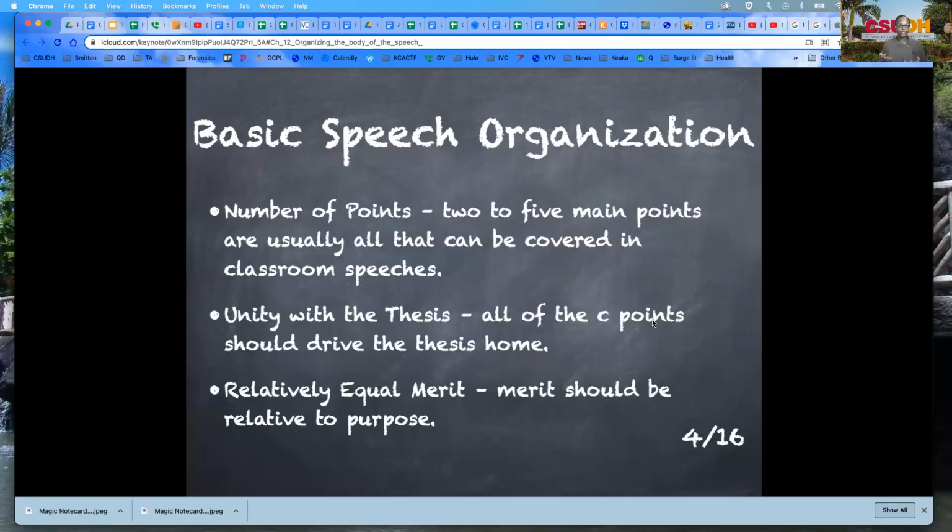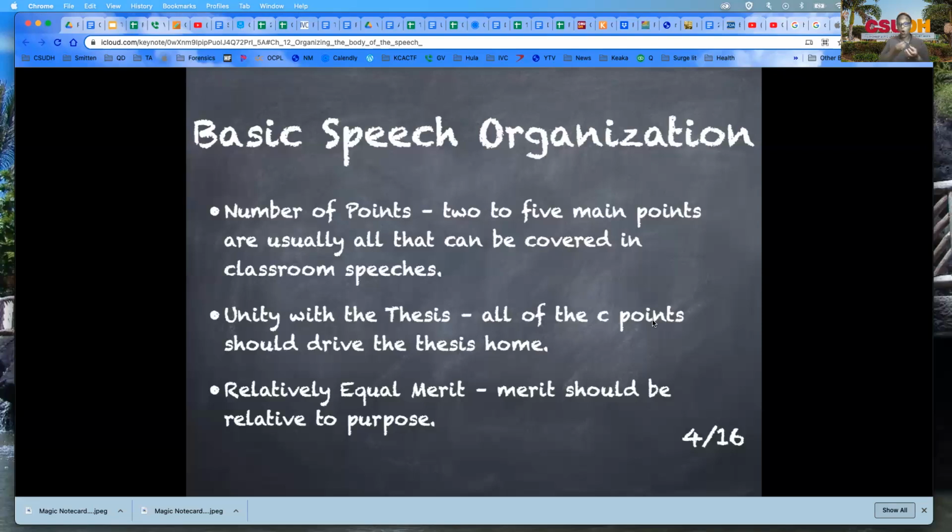And then you want to make sure they have relatively equal merit. What does that mean? It means that if I have 3 main points, all 3 of those main points need to have the same amount of support. If I've got 3 source citations for point number 1, that means I should have about 3 source citations for point number 2 and point number 3. Because if I have 3 source citations for point number 1, but no source citations for point number 3, then the audience thinks that point number 3 is not nearly as important as point number 1. And therefore, they forget point number 3 and it falls off.